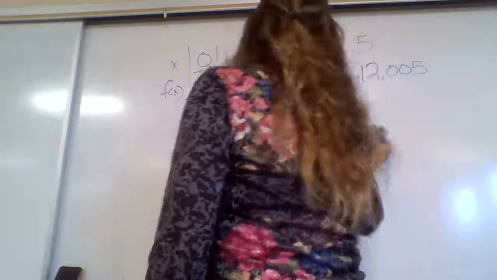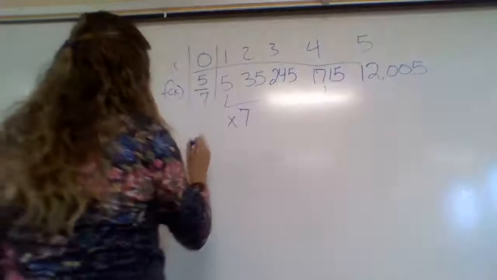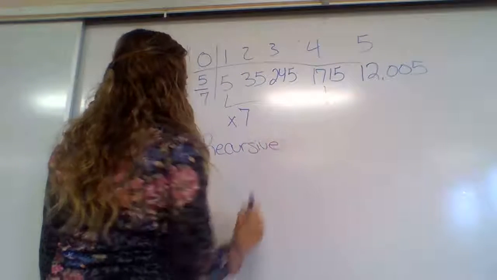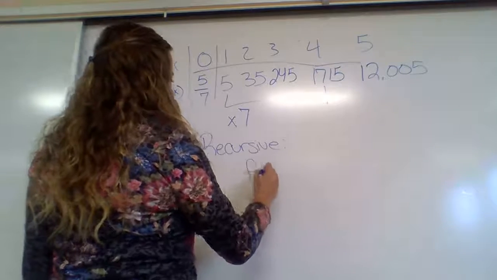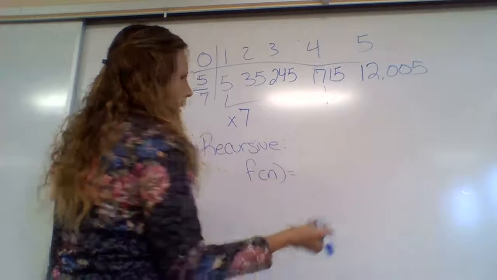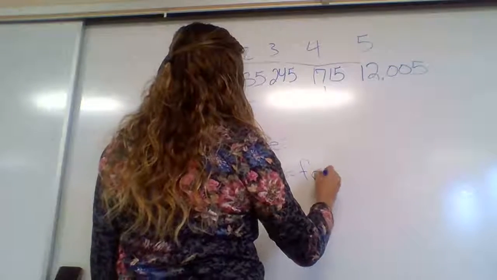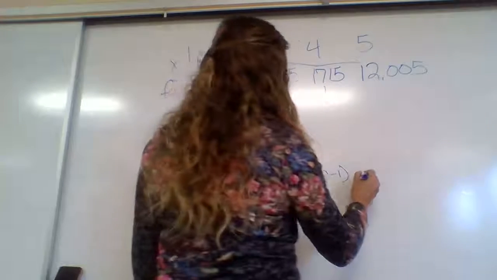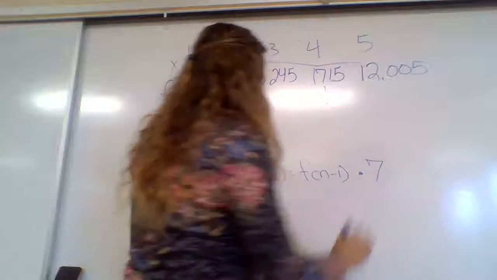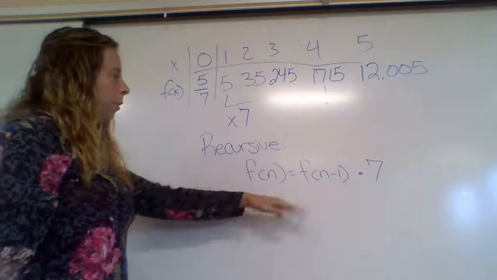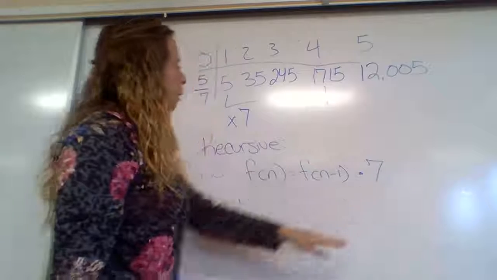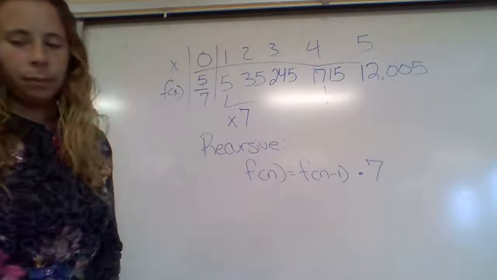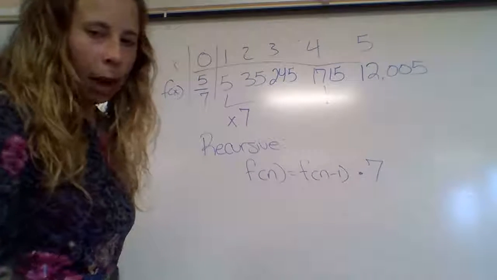And then you have to write the recursive. Recursive has to do with the previous term. So you have f of n equals the previous term, which we always write f of n minus 1. And then what are we doing each time? We're multiplying by 7, so times 7. That's your recursive: previous term times 7. Okay, there you go. Now I finished the problem.